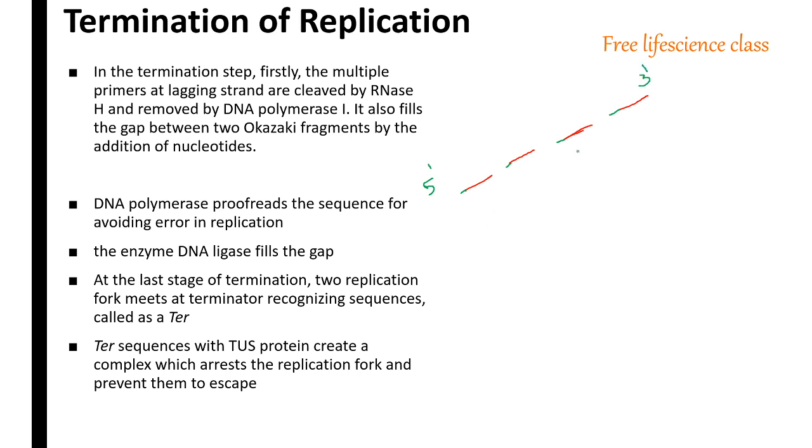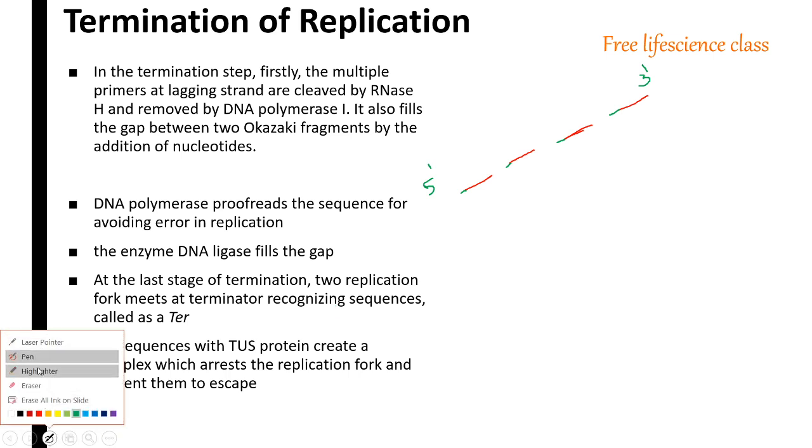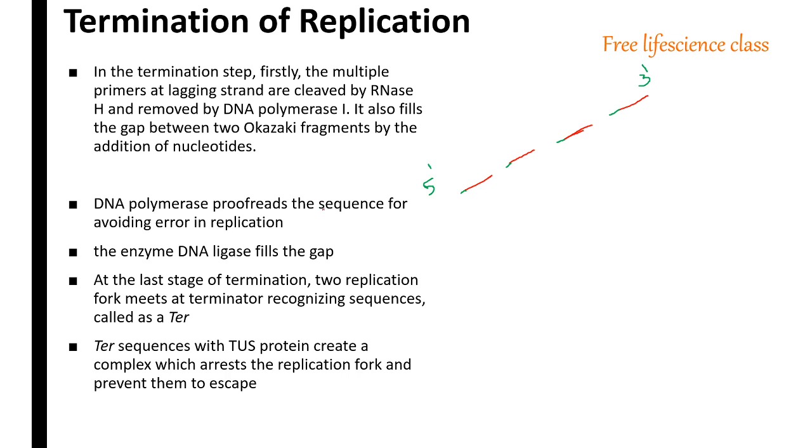Okay. So Okazaki fragments are synthesized in the lagging strand. So you have to join these. You cannot complete the termination, or you cannot complete the replication, by leaving these Okazaki fragments like this. So you have to join the Okazaki fragments. For joining these Okazaki fragments, first of all you have to remove the RNA primer.